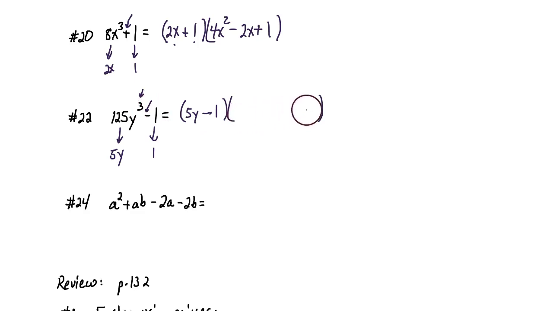Then create your trinomial. 5y squared makes 25y squared. Switch to a plus sign. Take the product of the two things, that's 5y. Plus sign again, and square the 1.